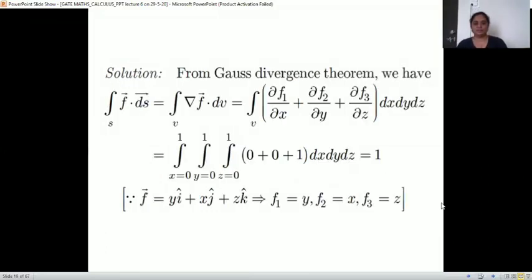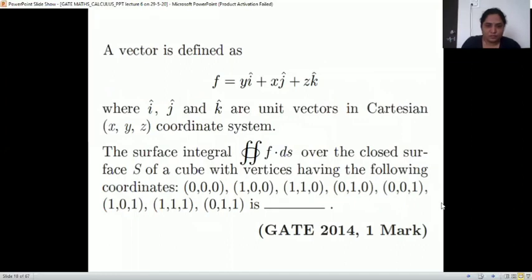So next question. A vector is defined as f is equal to y i bar plus x j bar plus z k bar, where i, j, k are unit vectors in Cartesian coordinate system. Then the surface integral over the closed surface S of a cube with vertices having the following coordinates: 0, 0, 1, 0, 0, 1, 1, 0. So everything is in between 0 to 1. All the coordinates are from 0 to 1.